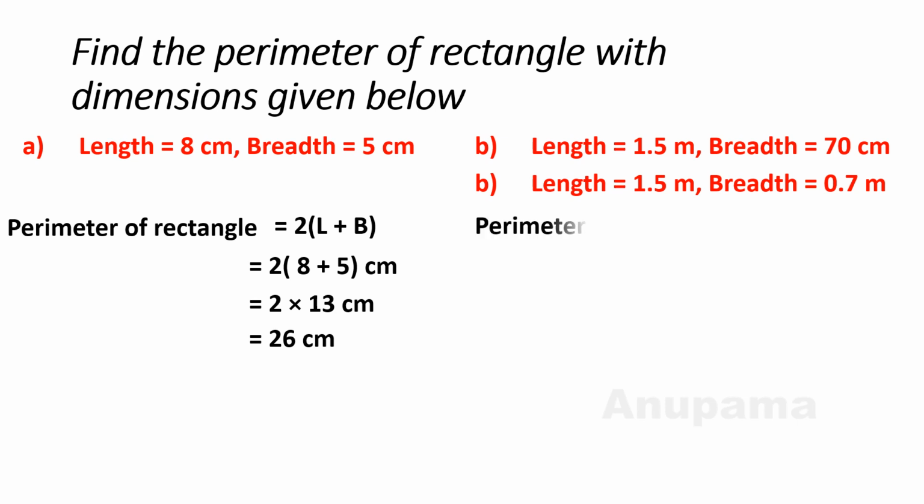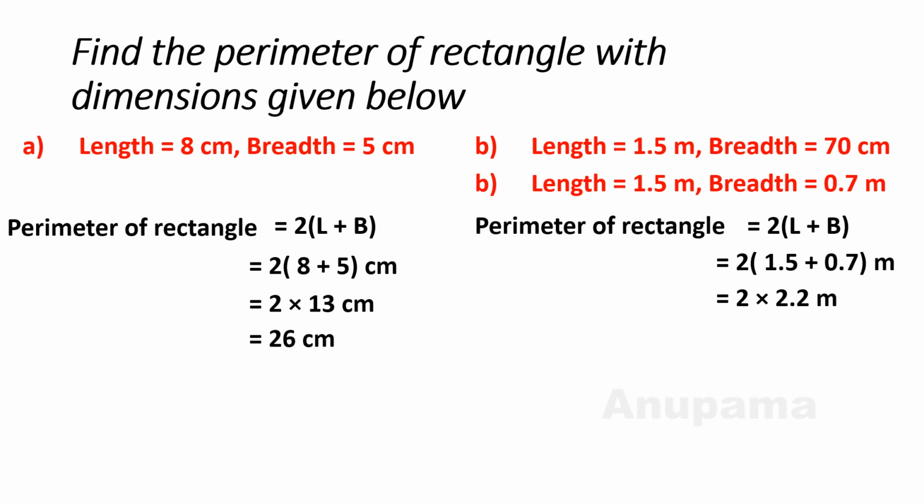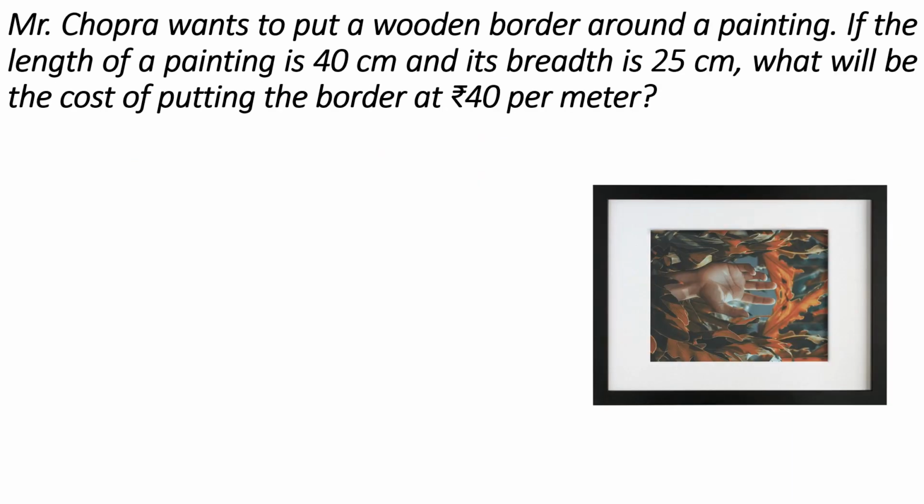So let us put all the values in this formula. 2 in bracket 1.5 plus 0.7 equals 2 multiply 2.2 meter, and it is 4.4 meter. So easy. Let us do one word problem.